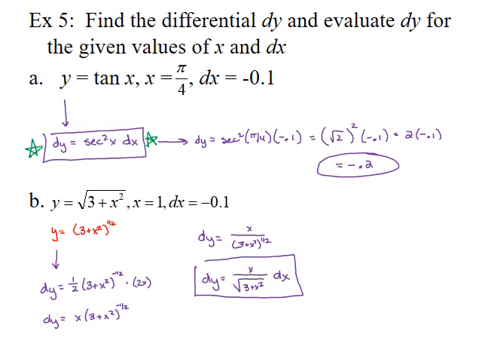This is your differential. And now to evaluate that, plug in what you know. I know that dy is going to equal 1 over the square root of 3 plus 1 squared times the negative 0.1, which is equal to 1 over the square root of 4, which is 2, times negative 0.1, and negative 0.1 times 1/2 is going to end up being negative 0.05. This is the value of your differential.